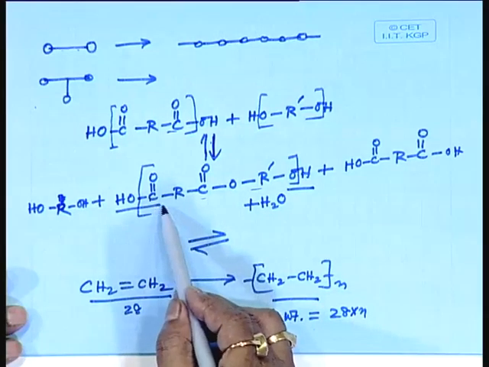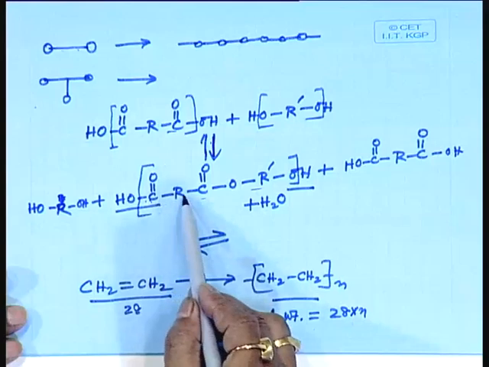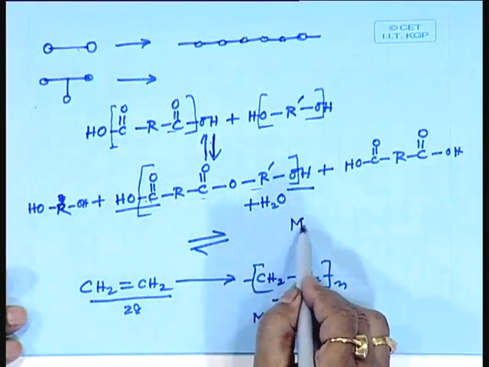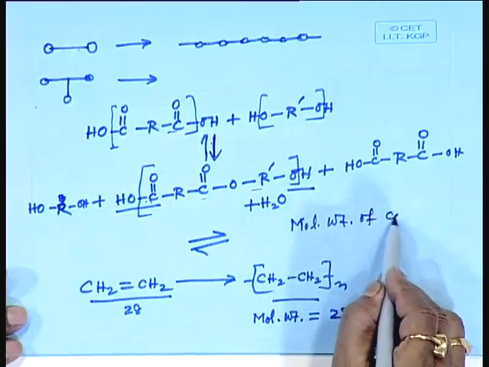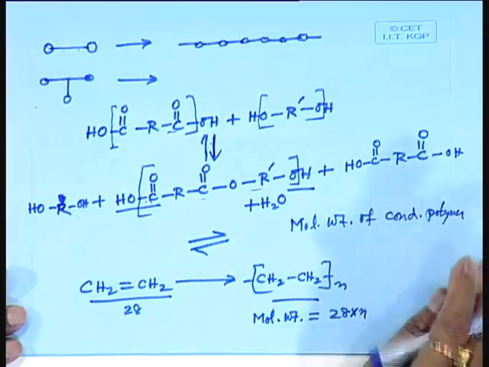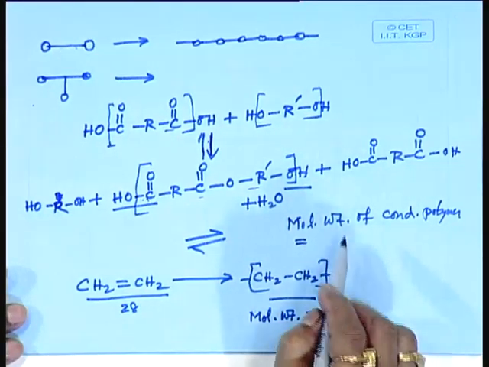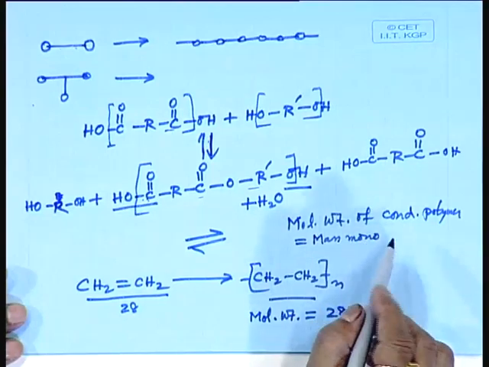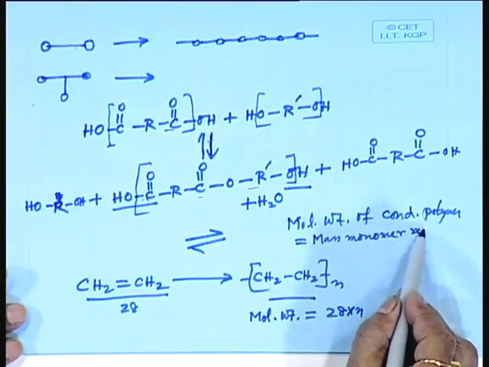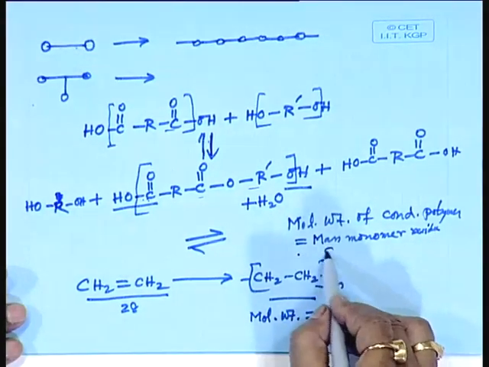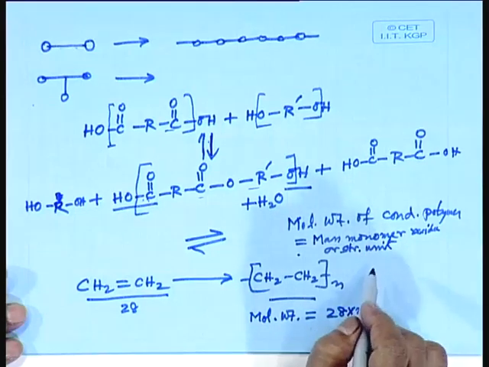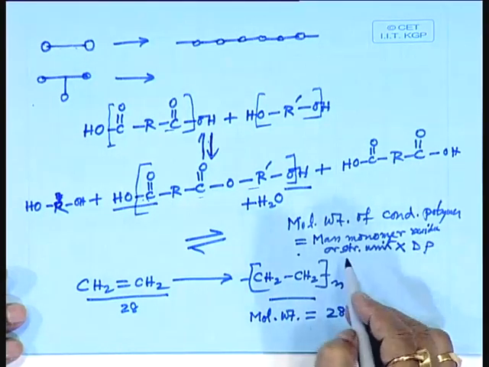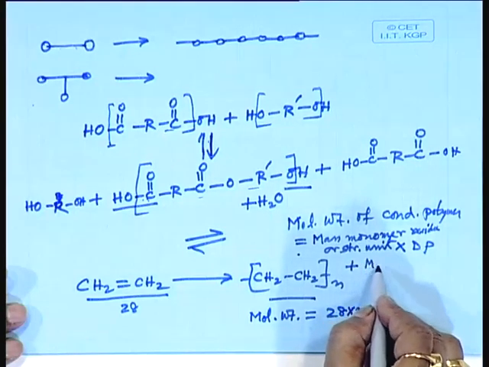So, you have to calculate the molecular mass taking from the CO, R, CO, O, R prime and O. So, molecular weight of a condensation polymer, you should take the mass of the monomer residue or structural unit, into degree of polymerization, plus molecular weight of end group.